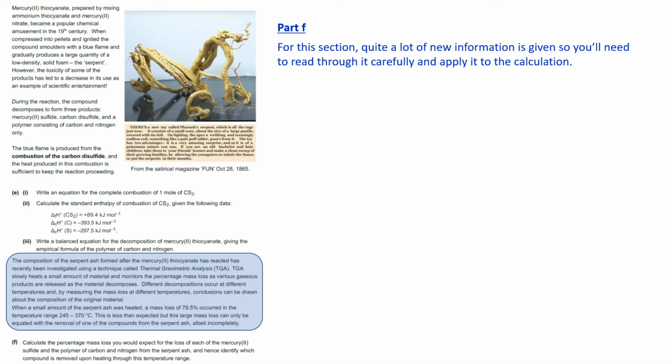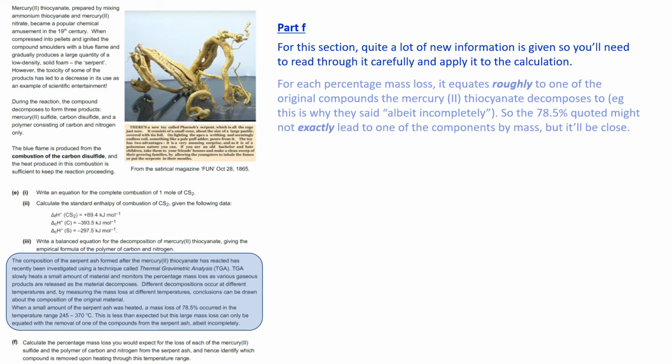So in a small amount of the serpent ash, the stuff that's in the picture above, this is our C3N4, a mass loss of 78.5% occurred in the temperature range 245 to 370 degrees Celsius. This is less than expected, but this large mass loss can only be equated with the removal of one of the compounds from the serpent ash, although incompletely. So it equates roughly to one of the original compounds. It might not be exactly the component we're looking for, but it'll be close enough.